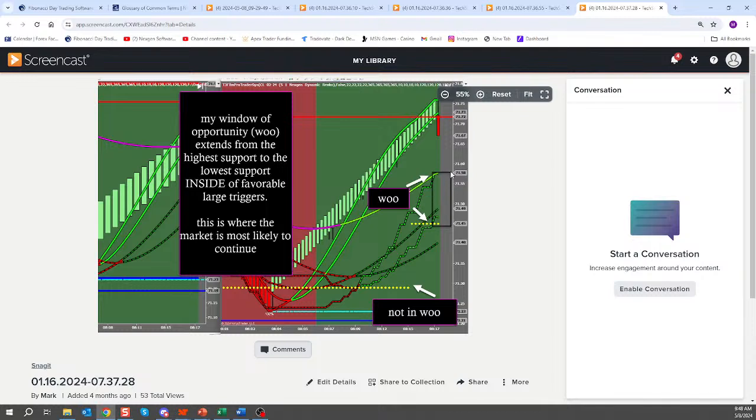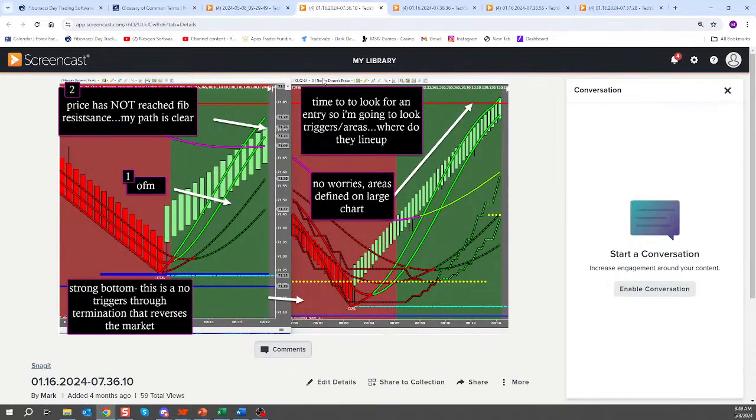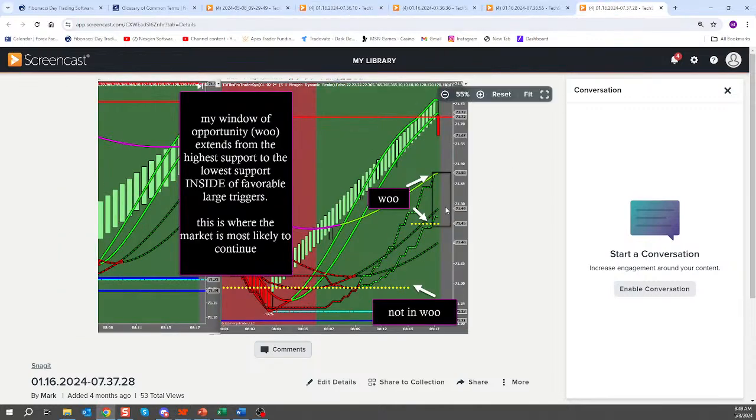I'm going to draw a box. And this box represents where the market is most likely to continue. This box is what I'm going to call the window of opportunity. This is where, if all of this momentum, if this clear path is going to carry me to the next area, this is the point where the market is most likely to bounce to give me my highest chance of success, guys. Finding this window of opportunity is your first goal as a Nexgen user.